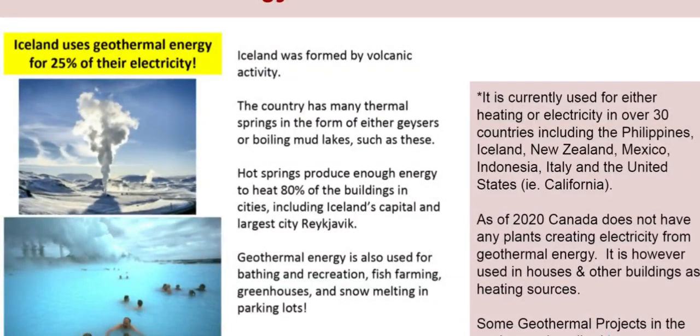An example of where geothermal energy is being used heavily is in Iceland. Also, New Zealand is very close to this. New Zealand has about 15% of their energy coming from geothermal, whereas Iceland has about 25% of their electricity, I should say, coming from geothermal. Not only do they use it for electricity, but they also use geothermal for heating in their buildings. It says the hot springs produce enough energy to heat 80% of the buildings in the capital city of Reykjavik.